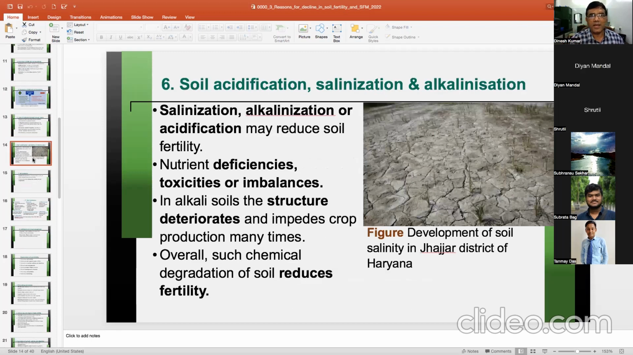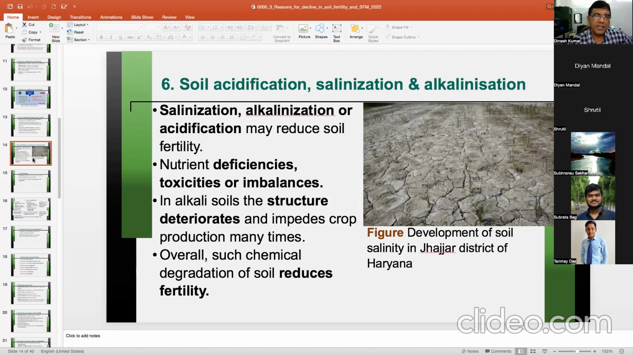Soil acidification, salinization, and alkalinization. I'm not going into the detail of the reasons for acidification and salinization, but they deteriorate soil fertility. If your pH is too acidic, many nutrients will become unavailable. If it is too alkaline, many nutrients will become unavailable.